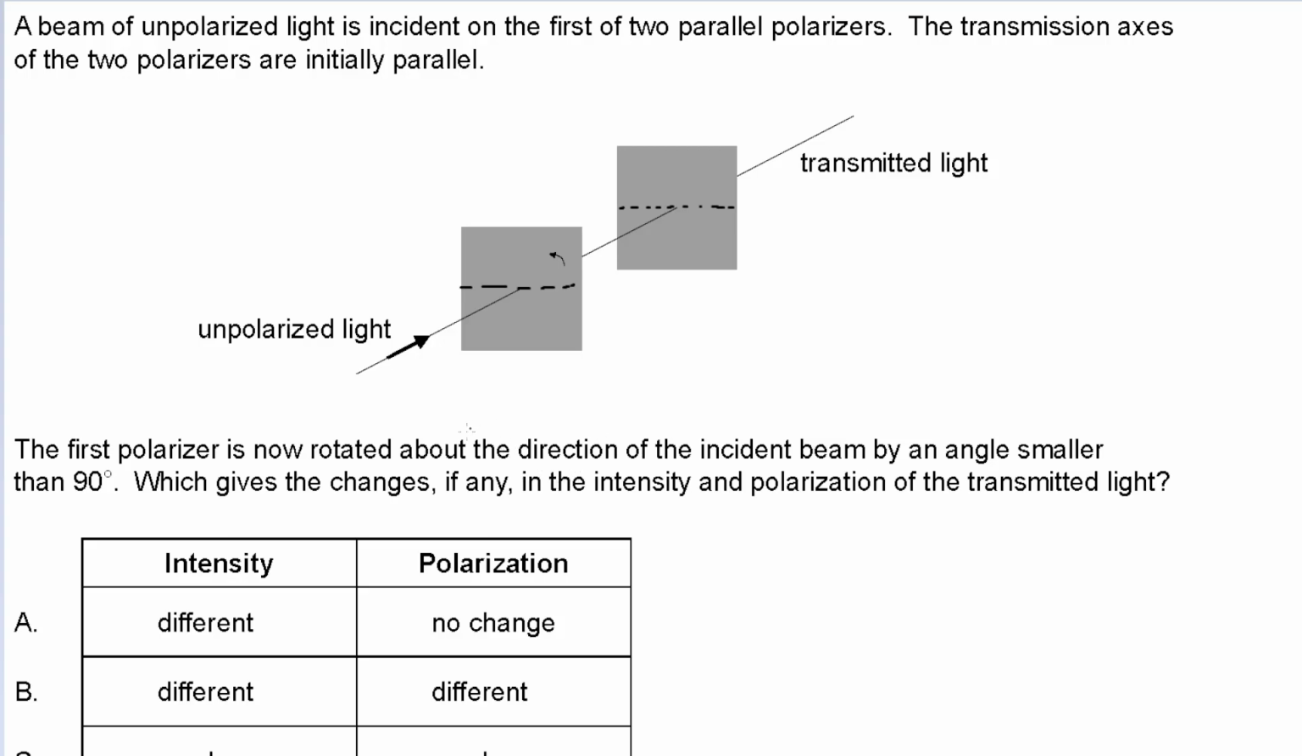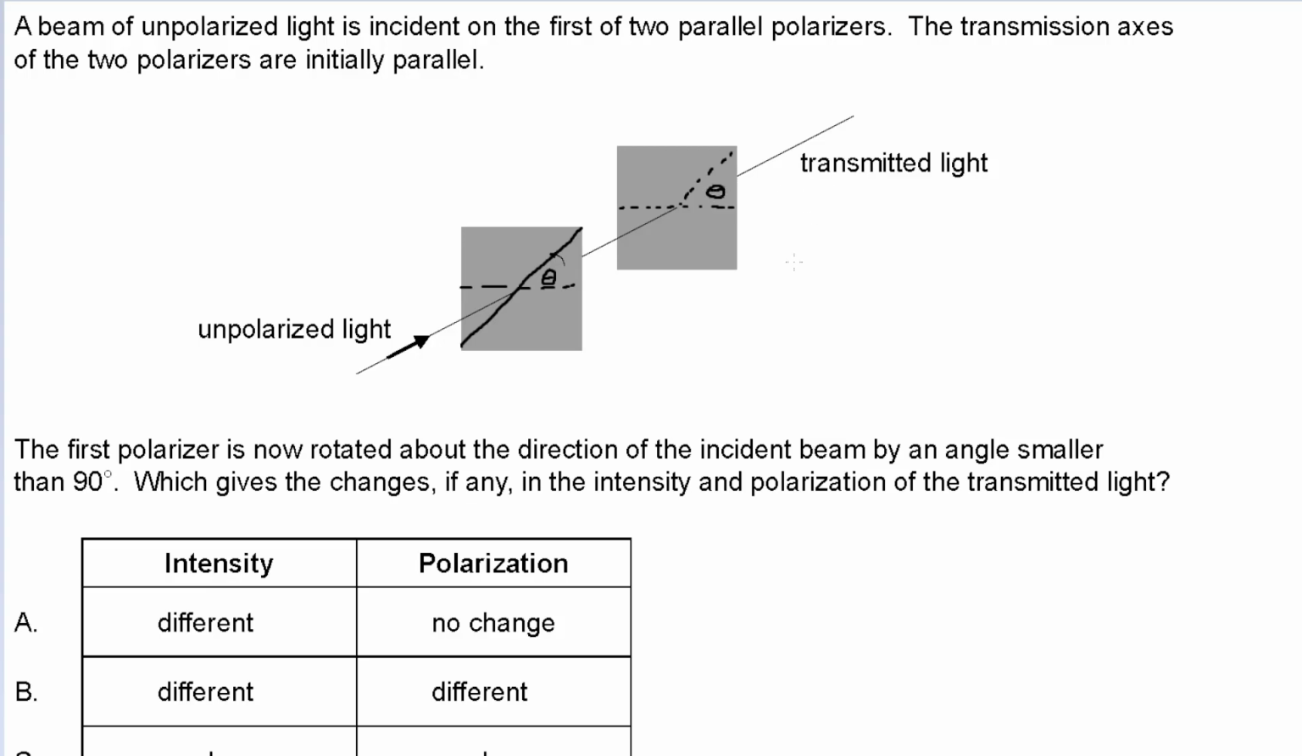But now the first polarizer is rotated about the direction of the incident beam by an angle smaller than 90 degrees. So let's say it's rotated to this point, and this solid line is its new transmission axis. That is going to make this right here theta, which will also be here. This is theta. Those are the same angles.